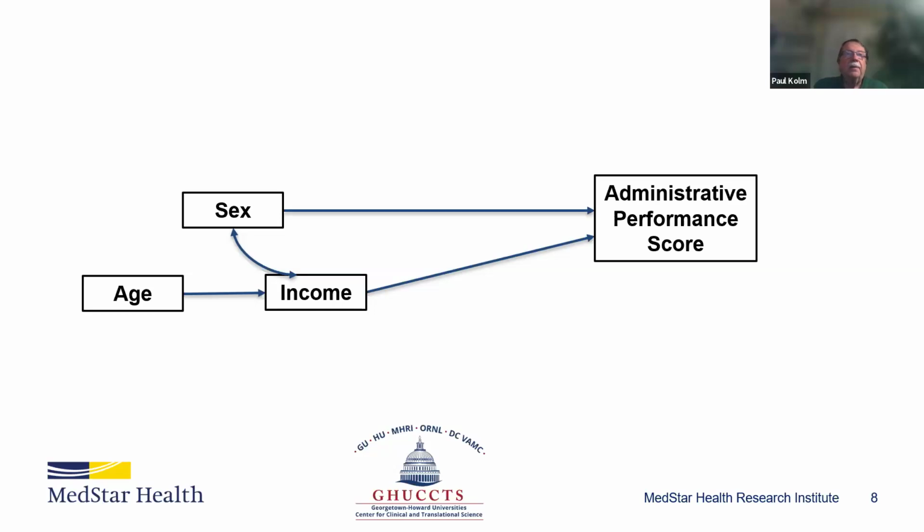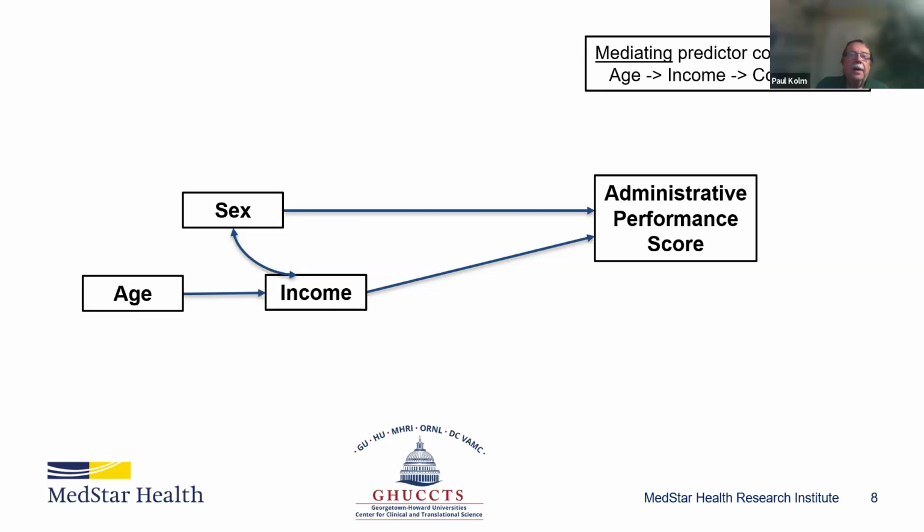And so that's going to modify the regression coefficient that we get when we do our estimation here. And so we have the regression coefficient of age and income, and then sex and the performance score, and then income and the performance score, but income is mediated by age. So in doing structural equation modeling, I've used just path analysis here.